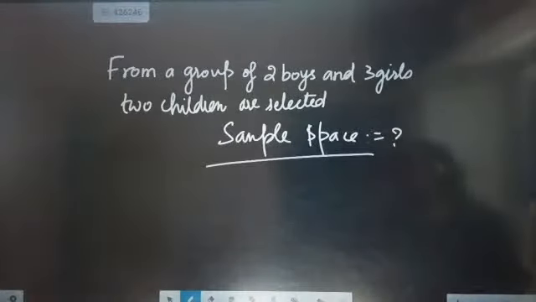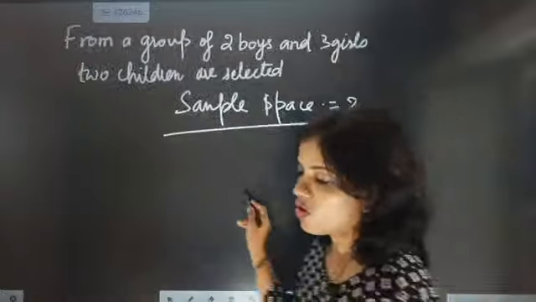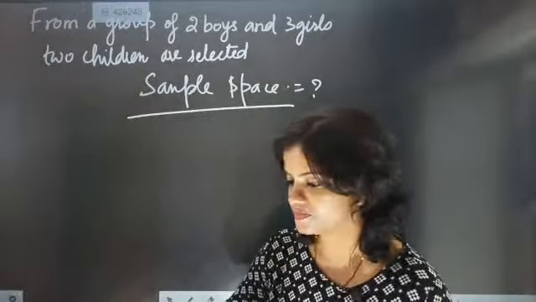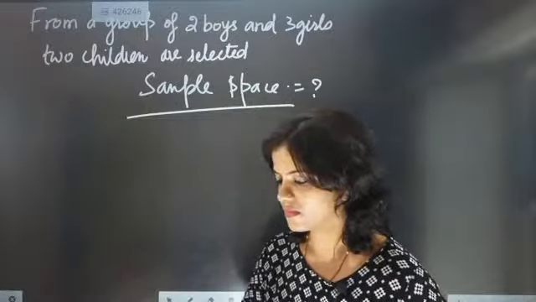From a group of 2 boys and 3 girls, 2 children are selected. So what can be all the possible outcomes? Now here you have to write all possible outcomes.